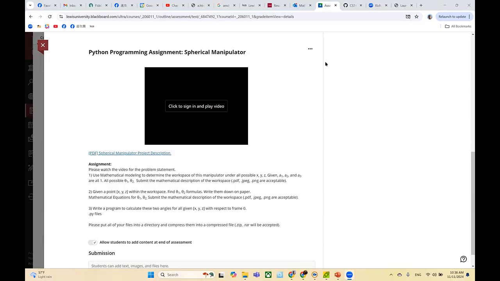So here, it's not the kinematic diagram only. You need to show me the so-called workspace. Submit the mathematical design. So what is your workspace model, based on wherever you can reach with your robot arm?